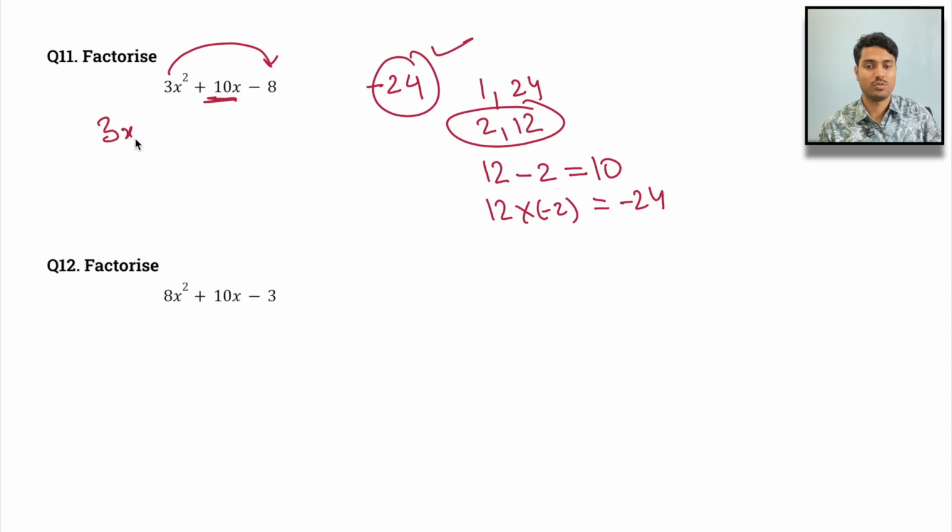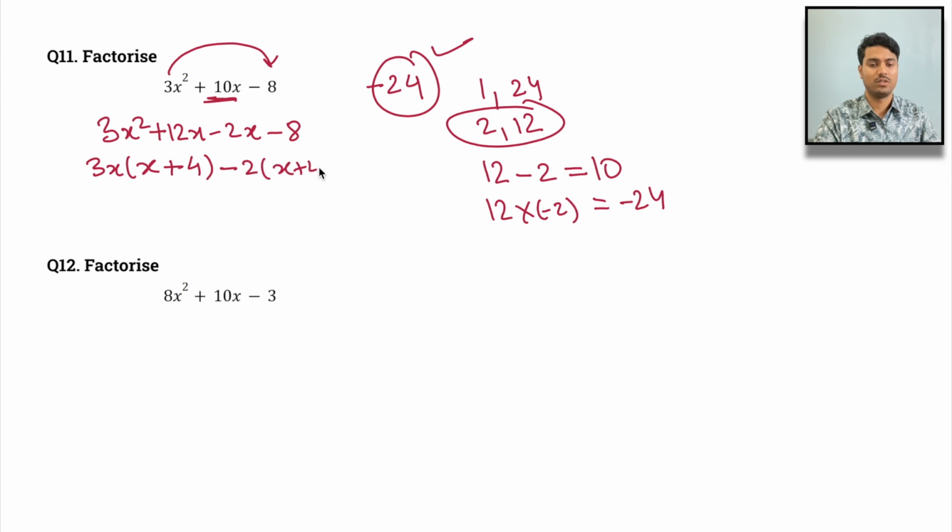So now we can write 3x squared plus 12x minus 2x minus 8. From here, take 3x common. We can write x plus 4, and here minus 2, and then x plus 4, and x plus 4 is common here, and we can write 3x minus 2. So this is the answer.